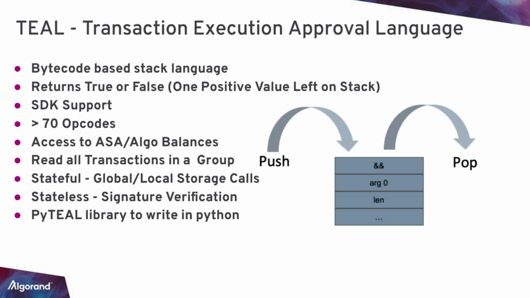Like I said, we have over 70 opcodes, and they operate on the stack and they push and pop values off of it. We'll show examples of that. They have access to things like ASA and algo balances if you're in stateful. And if you submit an atomic transfer within your TEAL smart contract, you don't only get to look at the transaction that called your smart contract, you get to look at every transaction in that group. That's what makes it powerful. And then with stateful, I can also modify state, we have opcodes for that. We have opcodes for signature verification if you're in stateless.